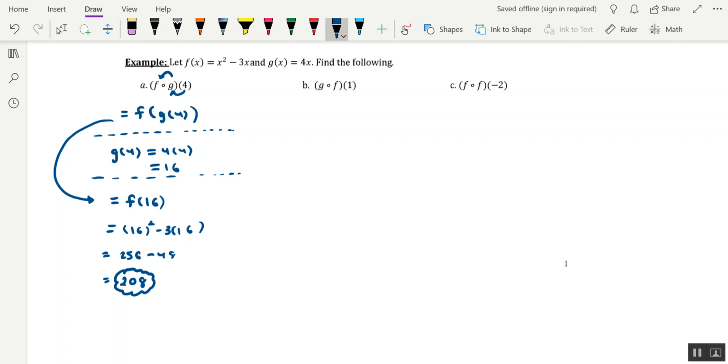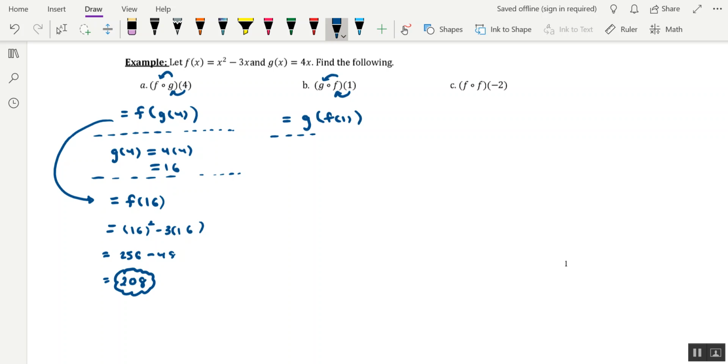Moving on to example part B, we want g of f of 1. And keep in mind, you want to work a little bit backwards with the notation. In other words, the first function that you're going to use is f of x. So you'll plug 1 into f of x, and then whatever that result comes out to be is going to get plugged into g of x. So notationally speaking, we're trying to figure out g of f of 1.